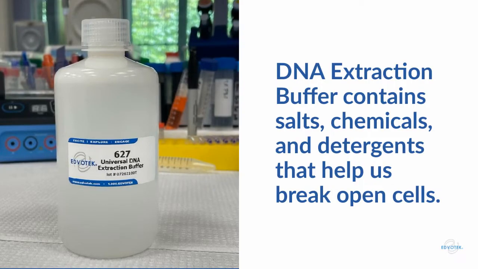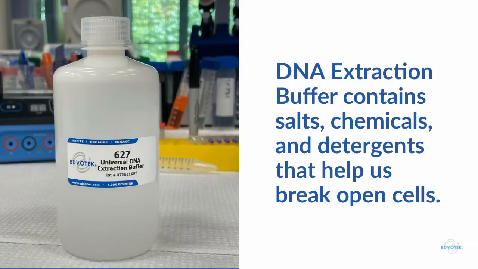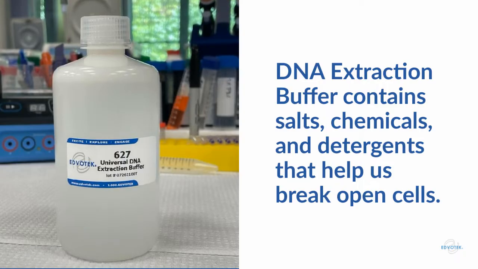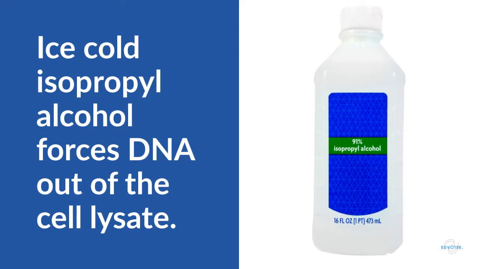Most DNA extraction buffers contain molecules that stabilize the sample's pH, a chelating agent to inactivate the enzymes that chew up DNA, a detergent that dissolves lipids, like the cell membrane, and salt, which disrupts the interactions between DNA and water. Then we need ice-cold isopropyl alcohol, which helps us force DNA out of the cell lysate. This results in long, insoluble fibers of nucleic acid that we can either spool out using a glass rod or a centrifuge to concentrate at the bottom of a tube.